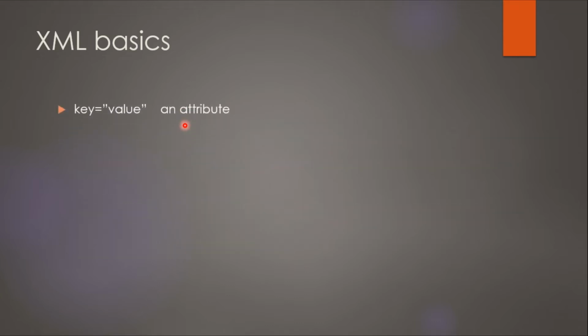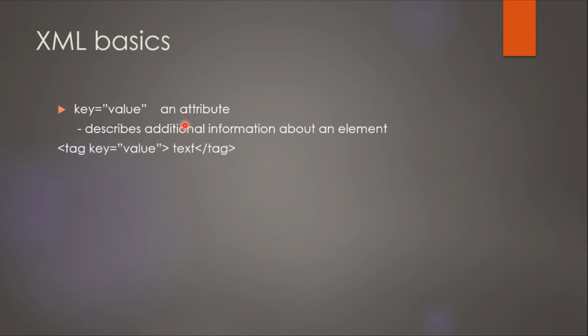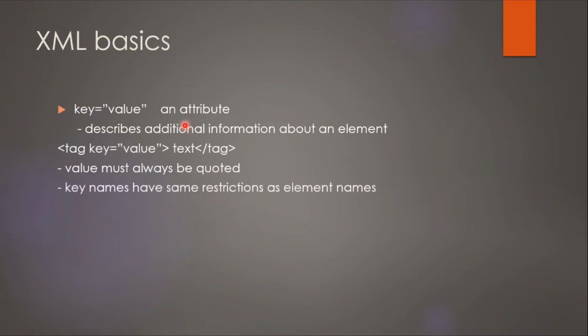Now the second one is the key value. That describes additional information about the data with the help of key attributes. With the help of key attributes, we give additional information about the tag or elements. This is the syntax of the key element, key attributes: the tag, key equal to value, then text, and the value must always be quoted. Key names have the same restrictions as element names. Reserved attributes are xml:lang and xml:space.